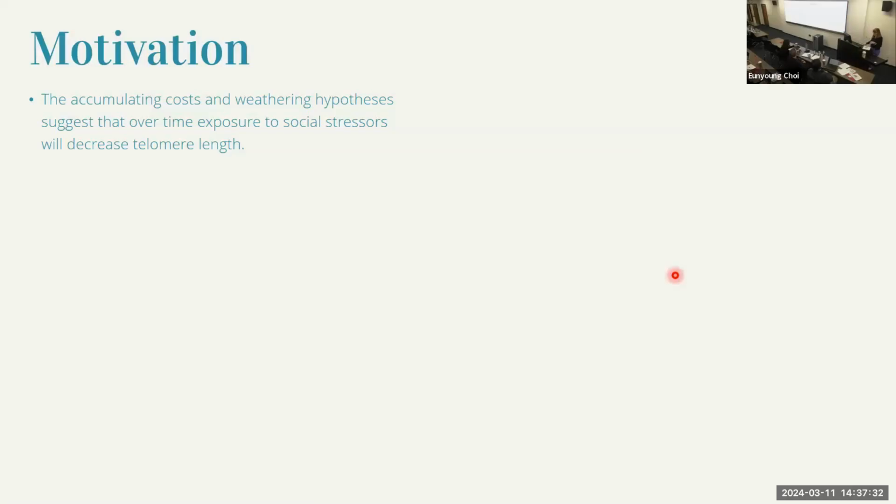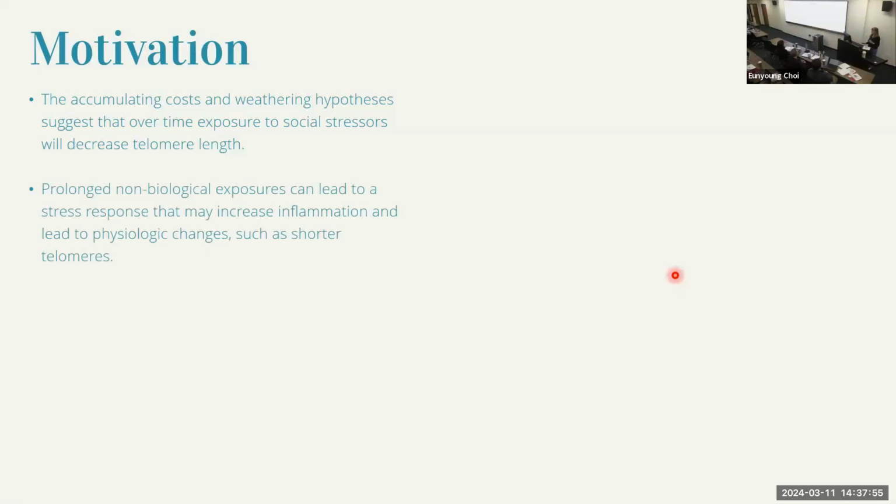All right, so the motivation for this piece comes about really based on literature, looking at the accumulating cost and weathering hypotheses and thinking about how exposures to a variety of social stressors over time could potentially cause damage to the body, including shortening telomeres. So we know from some prior research that prolonged exposures to a variety of kinds of social stressors, like environmental, economic, and so forth, might increase inflammation and lead to physiologic changes, and shorter telomeres are one possible outcome.